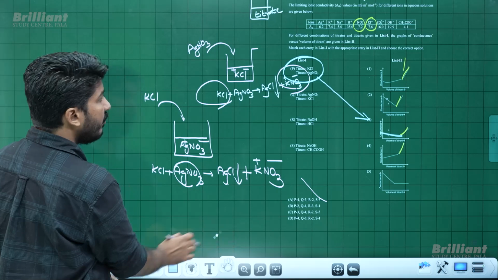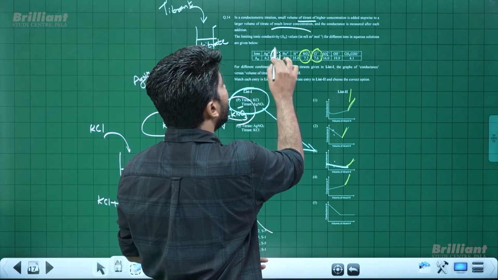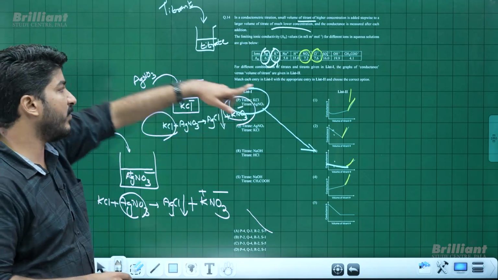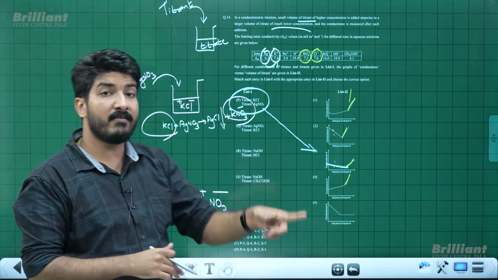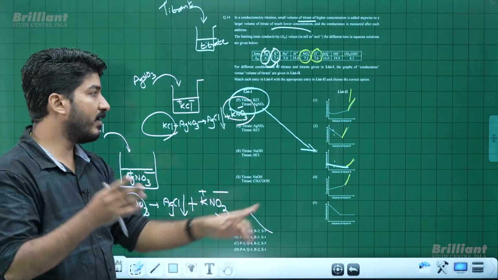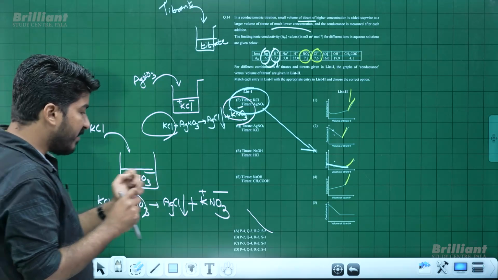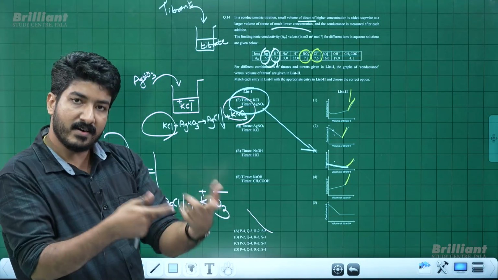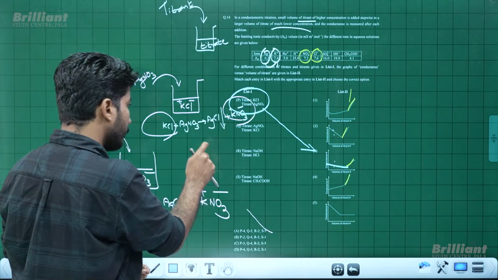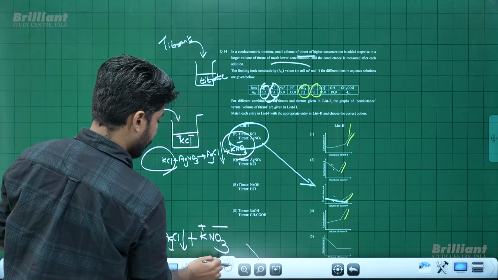And clearly, if you look into the table, K plus has a higher conductivity than Ag plus. Previously, we were replacing chloride with nitrate. Nitrate had a lower conductivity than the previous chloride. That is why the slight decrease happened. So here we are replacing Ag plus with K plus. K plus has higher conductance, so we expect a slight increase in the conductance value of the solution.